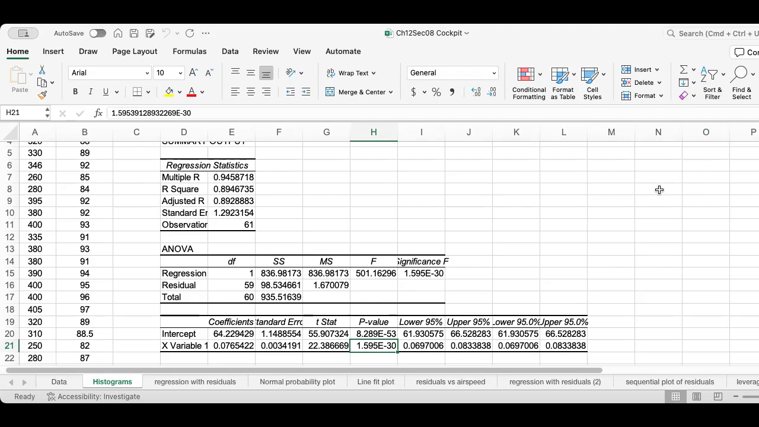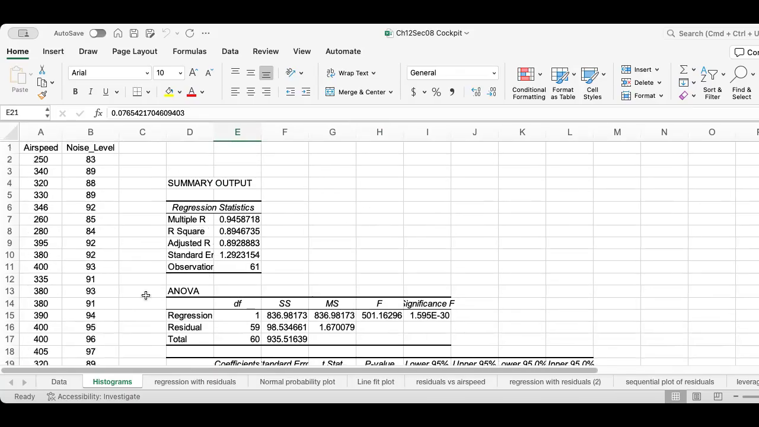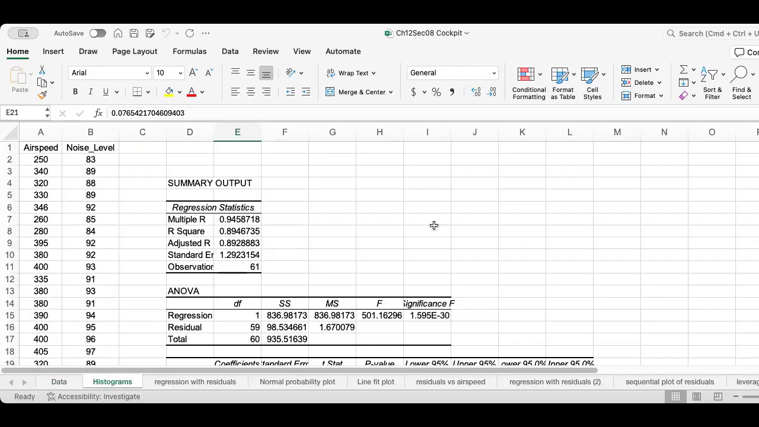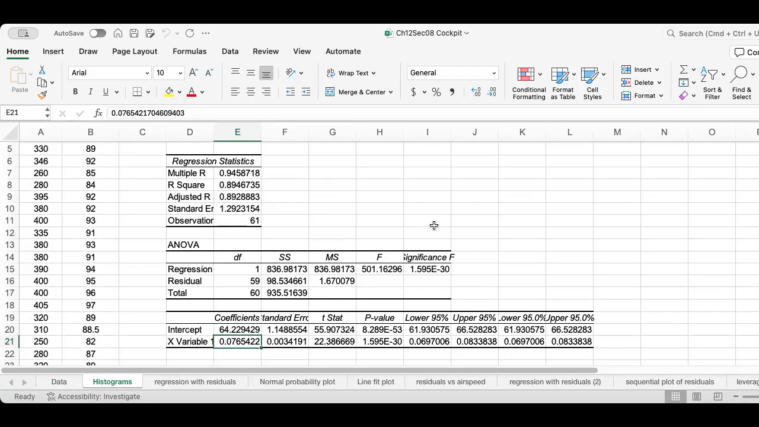P-value is very, very small. Which means the slope isn't zero. Which means there is a relationship. The relationship says, hey, as we get faster, noise goes up by 0.07 decibels per whatever the unit of airspeed is here. I believe it's knots. Yes. So the faster we're going, the louder it's getting.